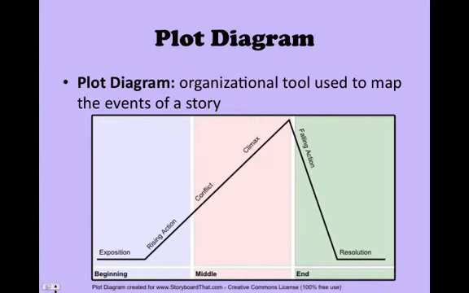The plot diagram is an organizational tool used to map the events of a story. These events are organized into 6 different categories depending on when they occur and what effect they have on the story as a whole.